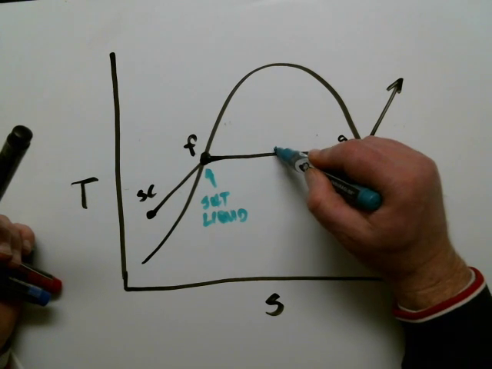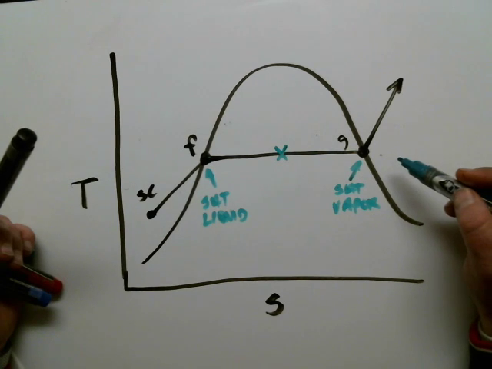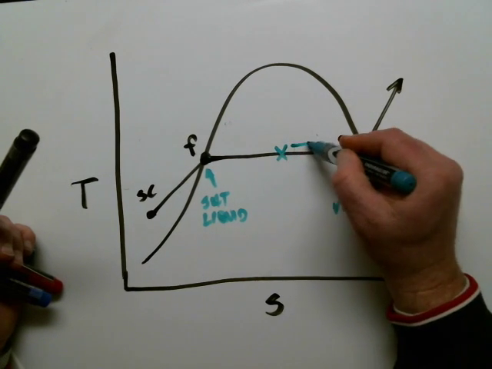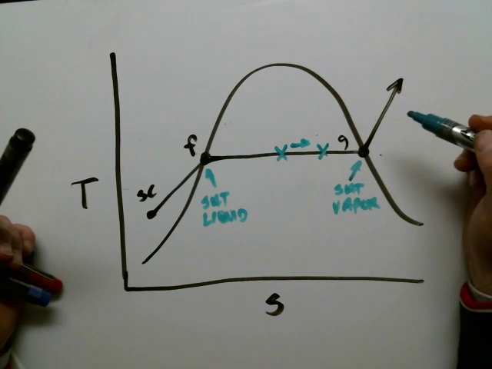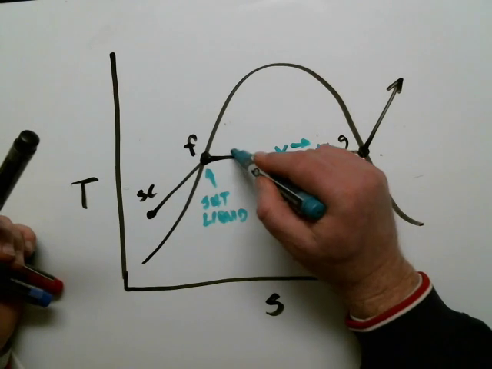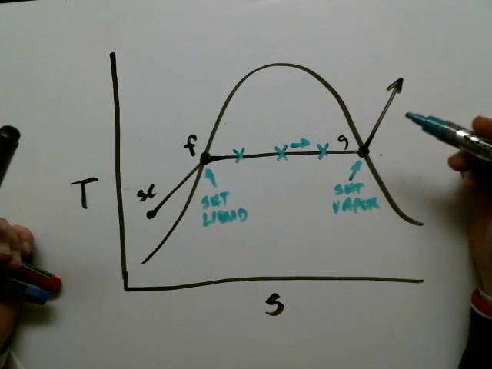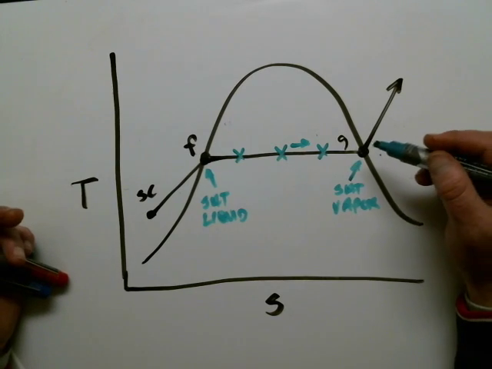And you can kind of see what's happening here. Right there, I'm going to have 50% water, 50% steam. If I continue to add energy, I would be pushing this way. Right here, I would have 75% water and 25% steam. If I only allowed it to get here, it would be 25% steam and 75% water.